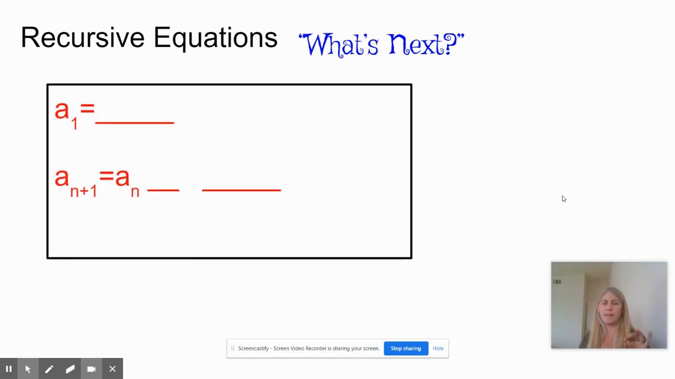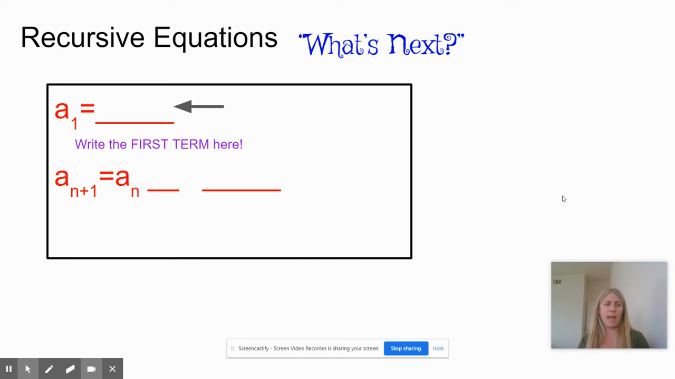So here's what it looks like. There are these two parts. You will write these down exactly the same every time, whether they're arithmetic or geometric. So you're going to write a sub 1 is equal to, and on the line below that, you're going to write a sub n plus 1 equals a sub n blank blank. Now, a sub 1 simply means the first term. So you're going to write the first term in that first line.